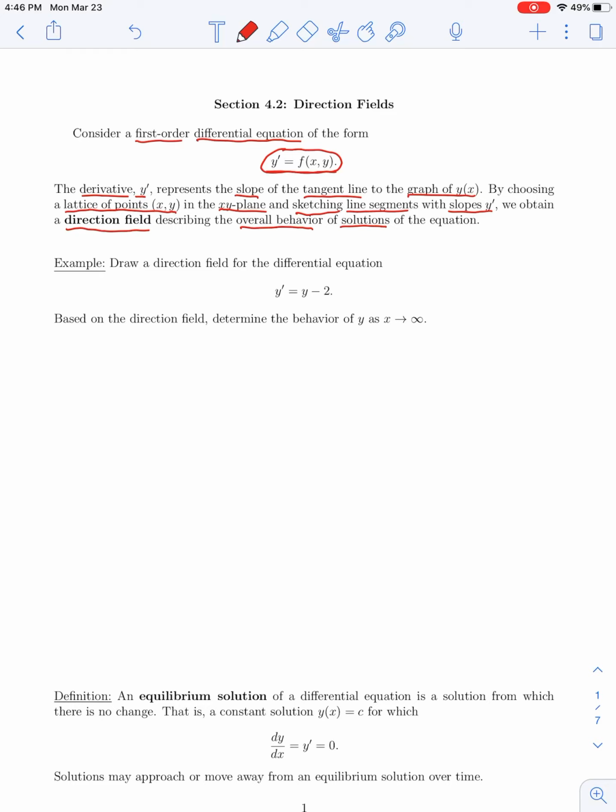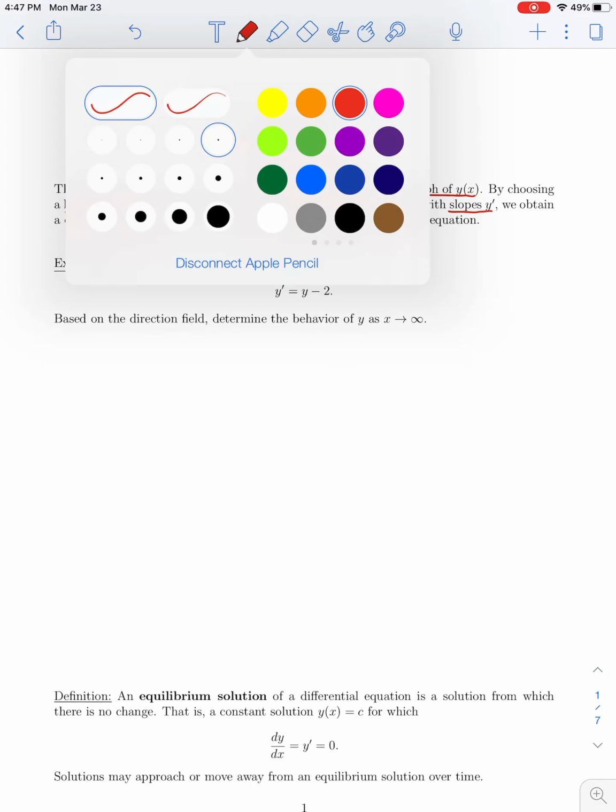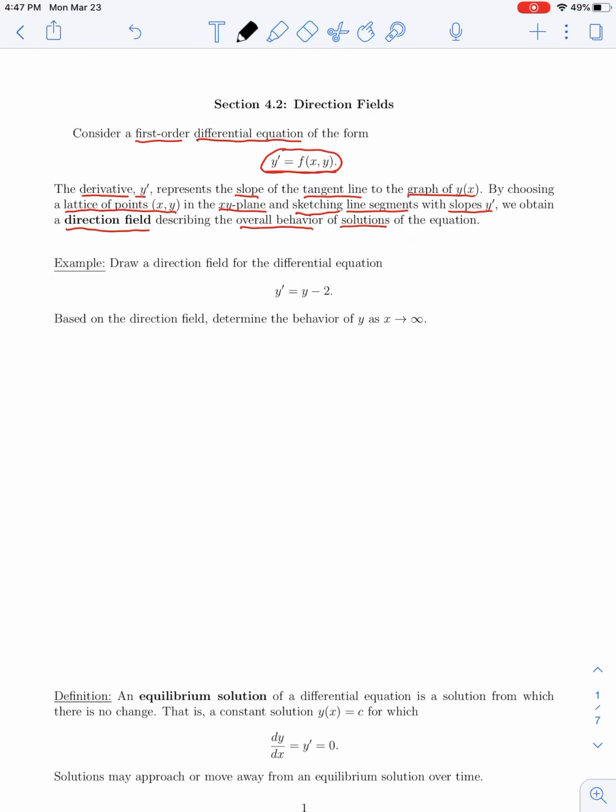So let's look at a specific example of sketching a direction field to help illustrate the point and make it a little more concrete. So here we're asked to draw a direction field for this differential equation, y prime is y minus 2. And then based on our direction field, let's determine the behavior of our solution, y, as x becomes infinitely large. So here, to get a direction field, we're going to start by choosing a lattice of points in the xy plane. So let's start by looking at some points within the xy plane.